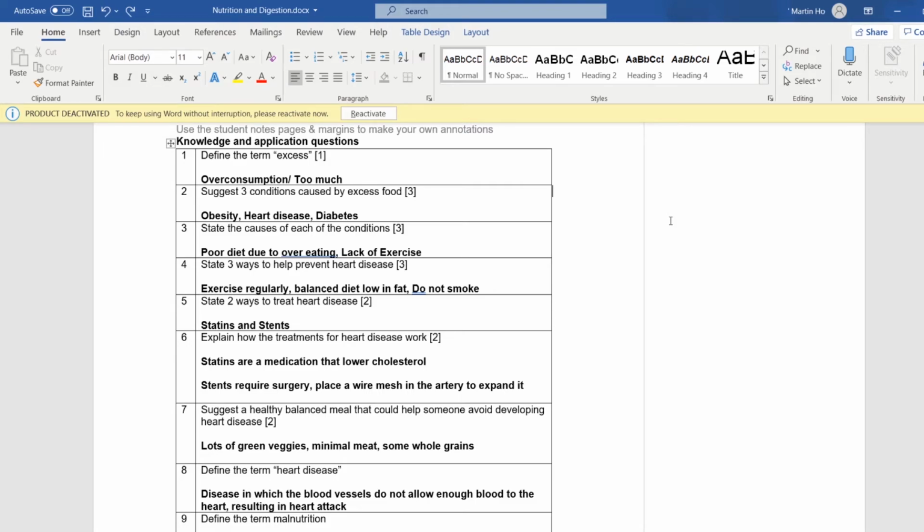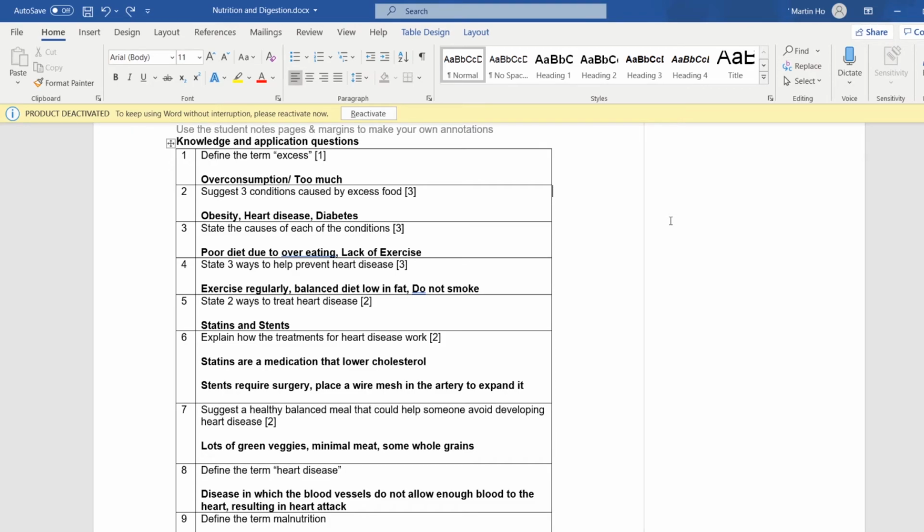Question 3. State the causes of each of the conditions. All these conditions are due to poor diet due to overeating or excess food intake, as well as a lack of exercise. 4. State 3 ways to help prevent heart disease. To exercise regularly, a balanced diet low in fats, as well as not smoking are 3 ways in which you can prevent heart disease.